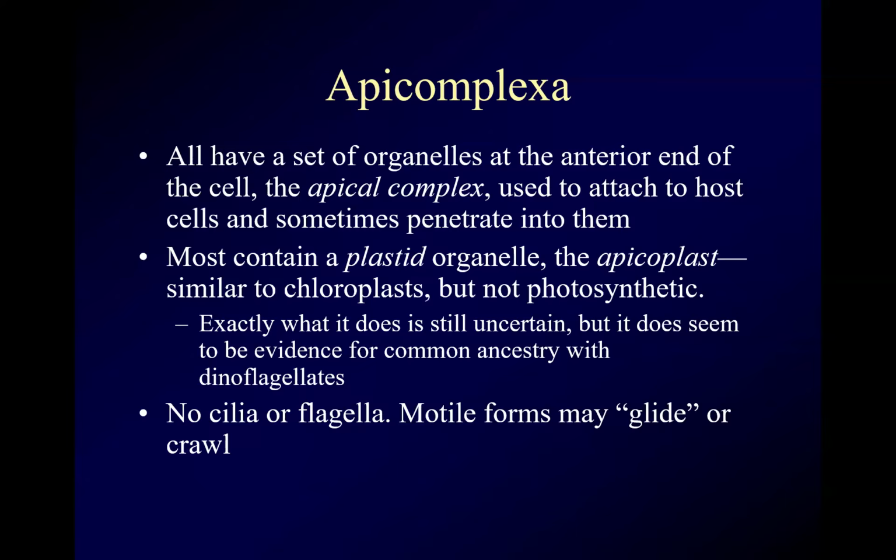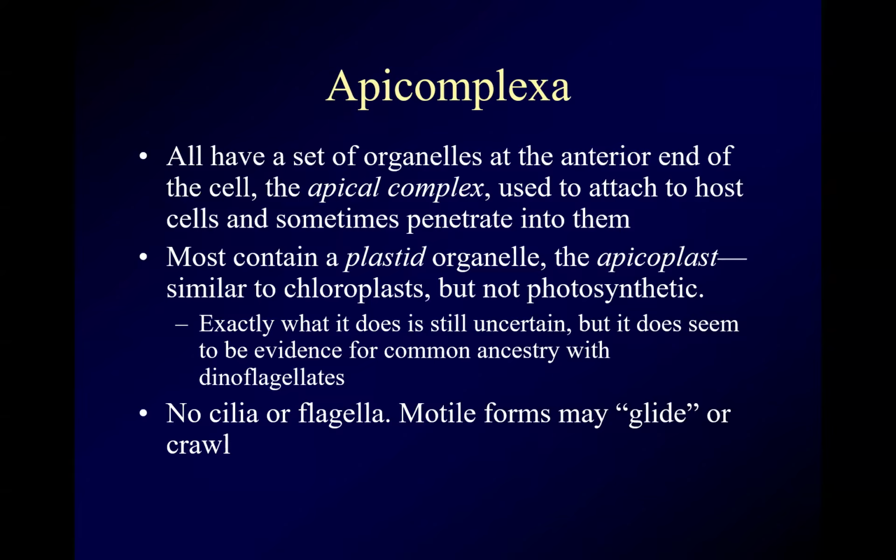And they do this because all apicomplexans are parasitic. They may have fairly complicated life cycles. It depends on the species that you've got. But things like the malaria parasite has a complicated life cycle that alternates between a sexual stage in mosquitoes and rounds of asexual reproduction in a vertebrate host, notably people.